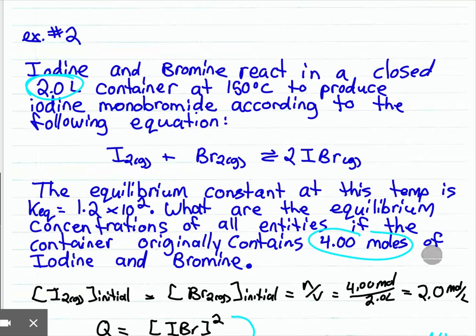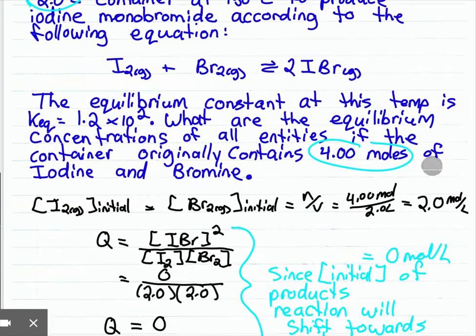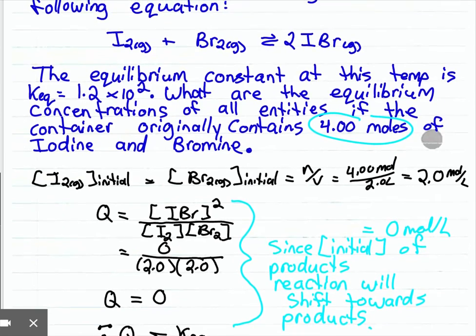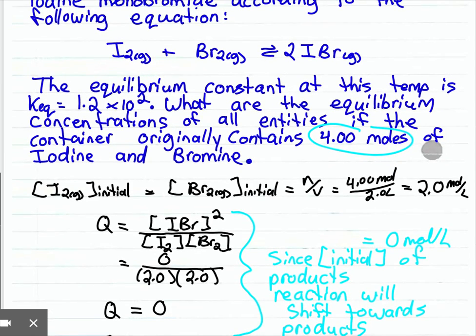So what I'm going to suggest is you hit pause and you calculate your Q. If you go to calculate your Q, you're going to have something set up that looks like this. Your initial concentrations of the iodine and the bromine are both 2 moles per liter, but you have 0 concentration of iodine bromide. So what that means is your Q is 0.